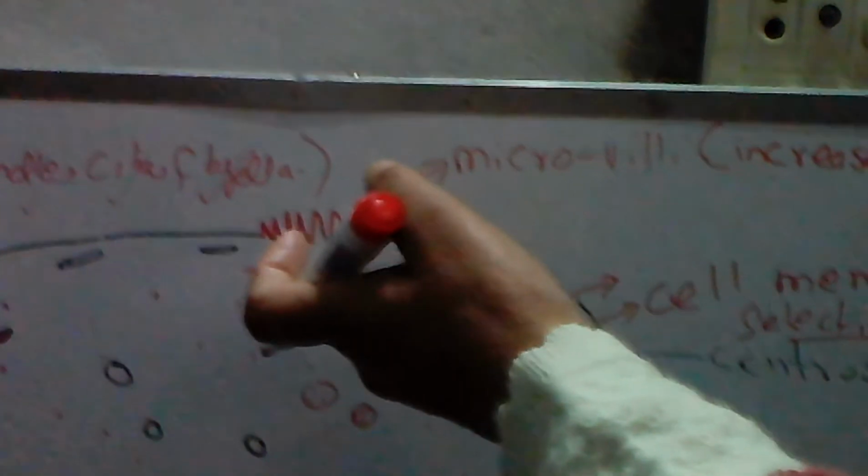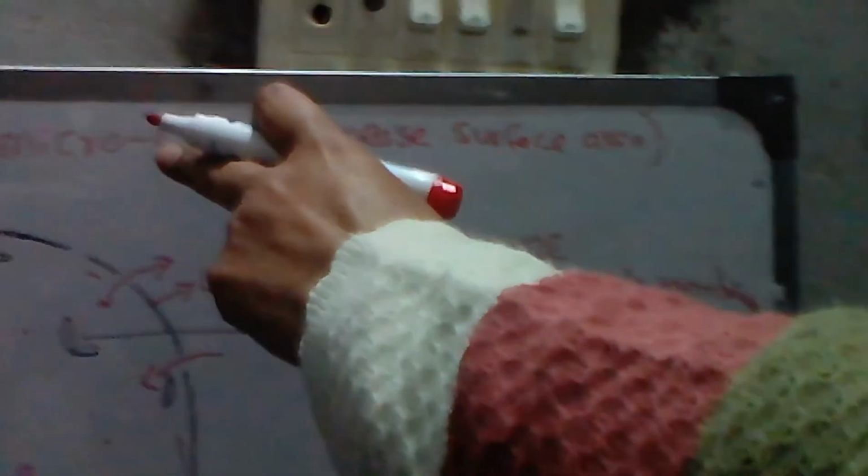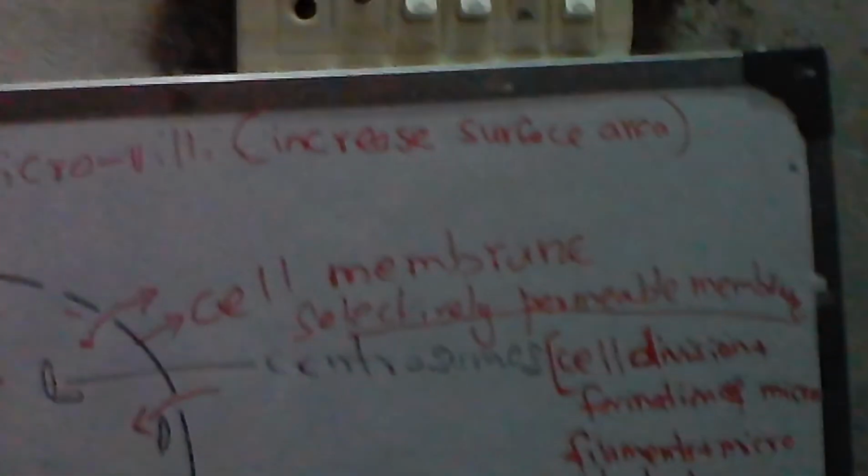Similarly, we have microvilli. Microvilli are the structures which are present in the animal cell, and these microvilli enable the animal cell to increase its surface area. So microvilli increase the surface area of the animal cell.